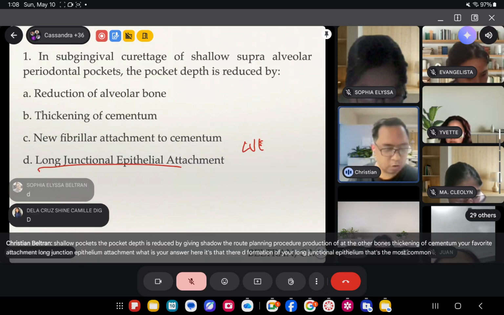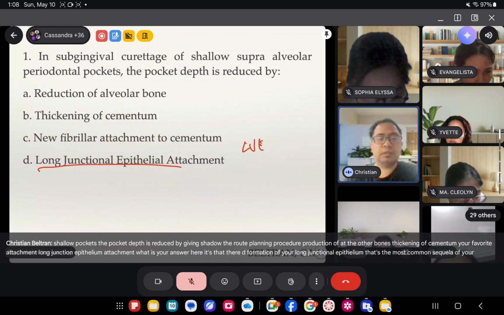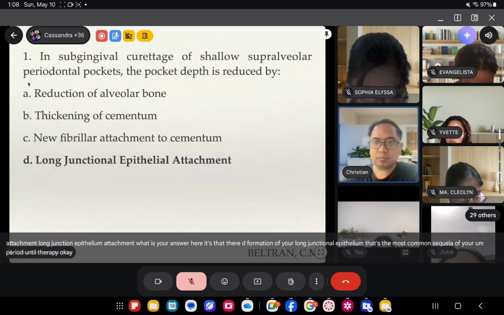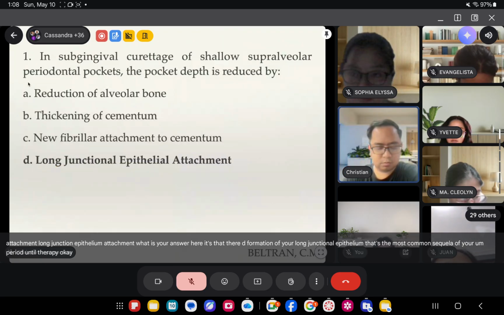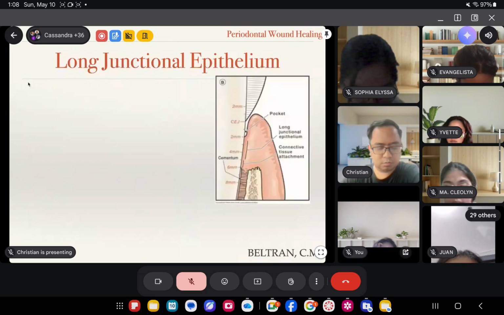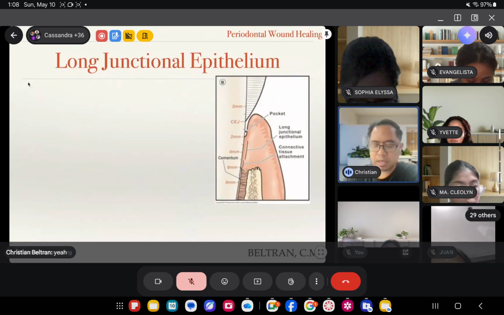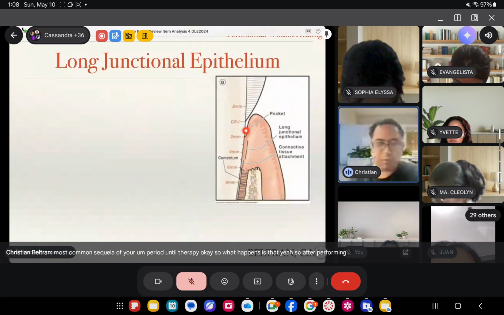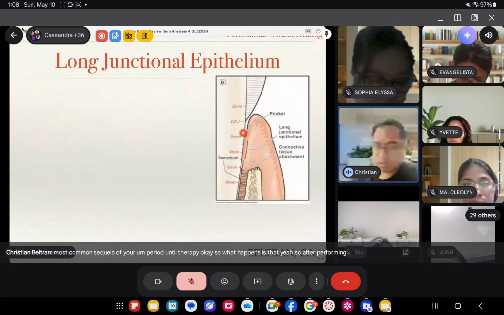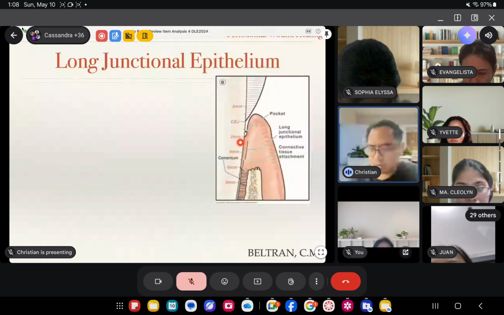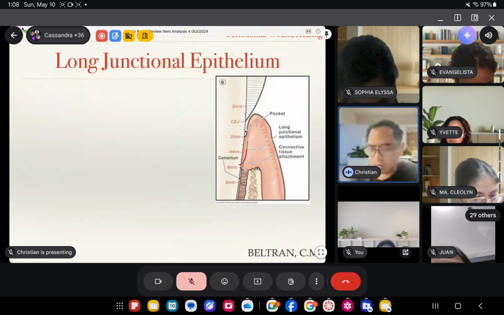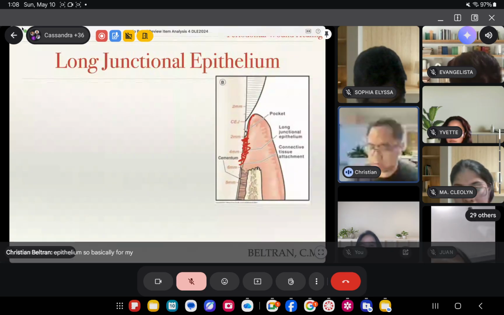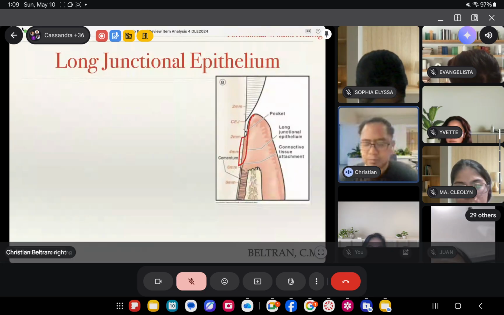That's the most common sequela of your periodontal therapy. Okay. So what happens is that, after performing root planing procedure here, okay, then out the cementum, then long junctional epithelium. So basically, humaba yung junctional epithelium, right?